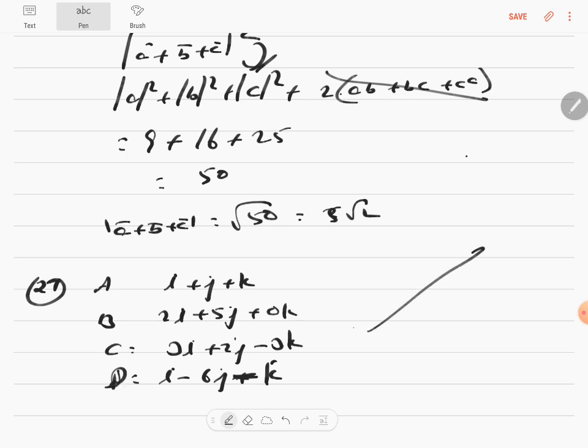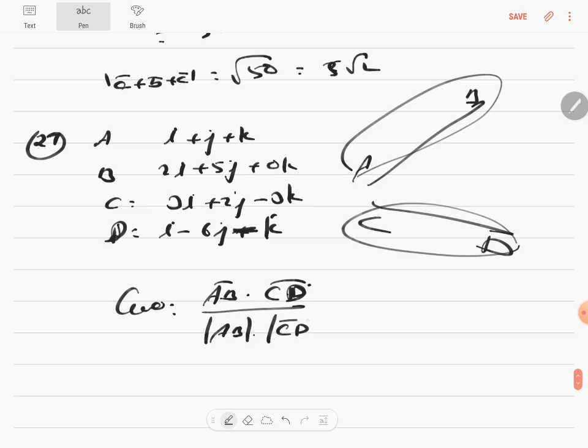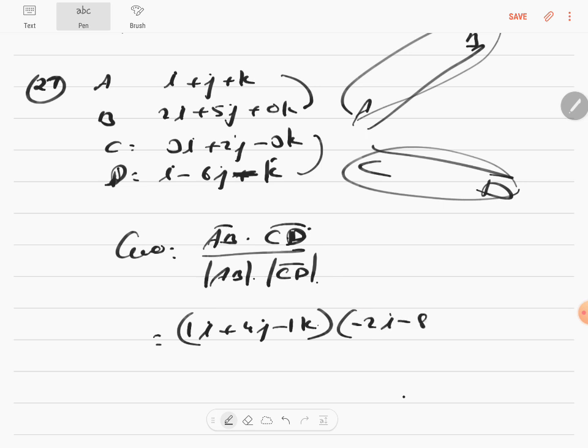They are asking you to find the angle between AB and CD, which means you need an AB vector and a CD vector. Okay, and you know cos theta, the angle between two vectors, is this vector dot this vector by magnitude of this vector into magnitude of this vector. So you need an AB vector. How to find an AB vector is B minus A. So 2 minus 1 is 1i, 5 minus 1 is 4j, 0 minus 1 is minus 1k. That is your AB vector. What is your CD vector? Which is D minus C, x2 minus x1, so minus 2i minus 8j plus 2k.